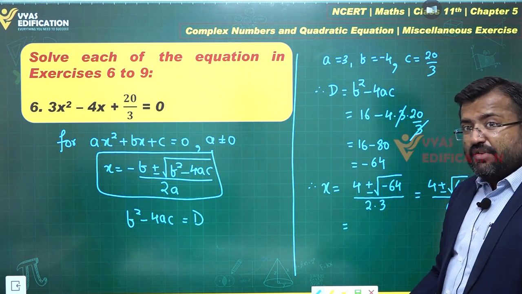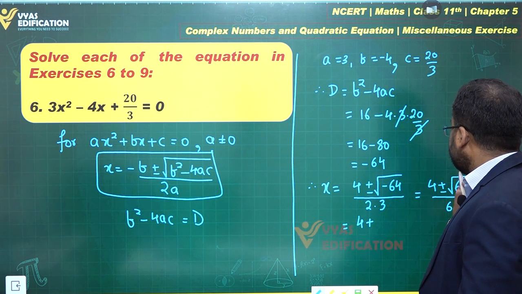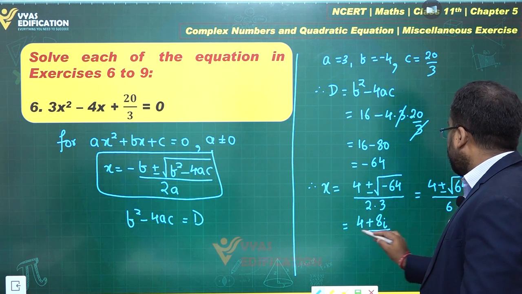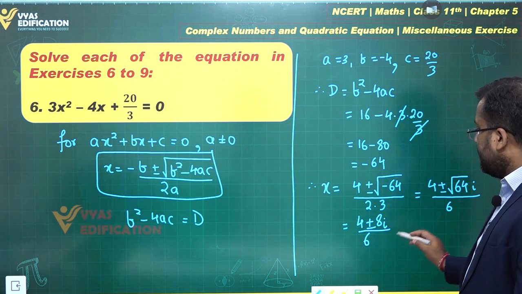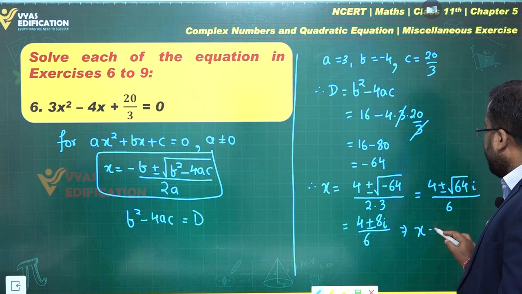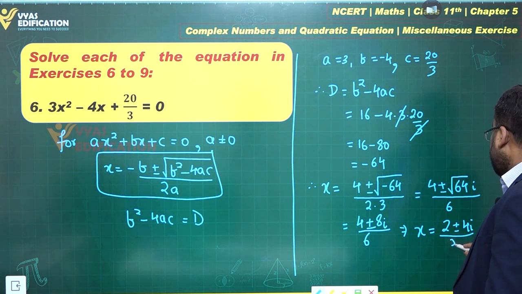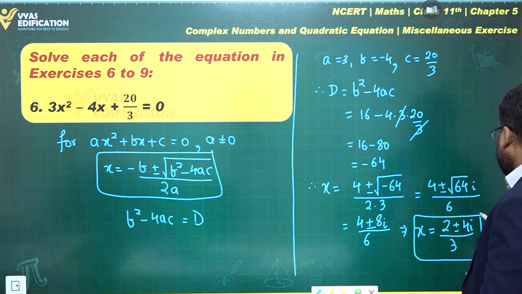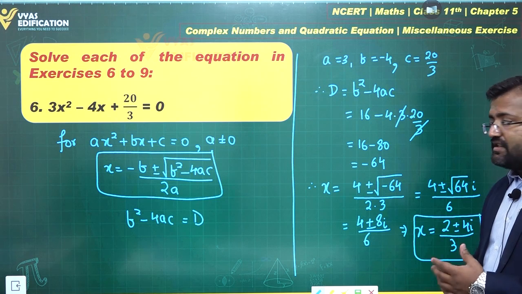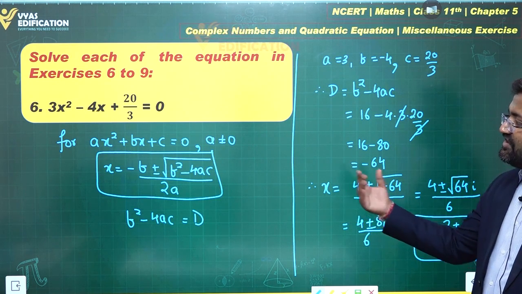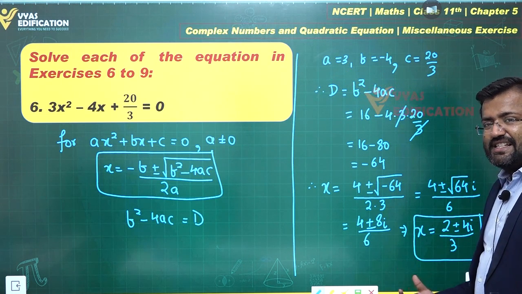Okay, let's try to simplify this further. 4 is okay, plus minus this is 8i over 6. This is plus or minus over here, right? And further we can cancel a factor of 2 and get 2 plus minus 4i over 3. This is my final answer for this question. Using the Sridharacharya formula, we have solved this quadratic equation and obtained this answer.